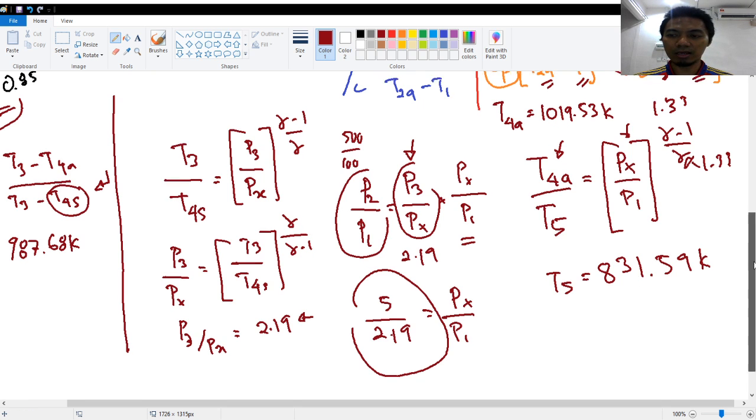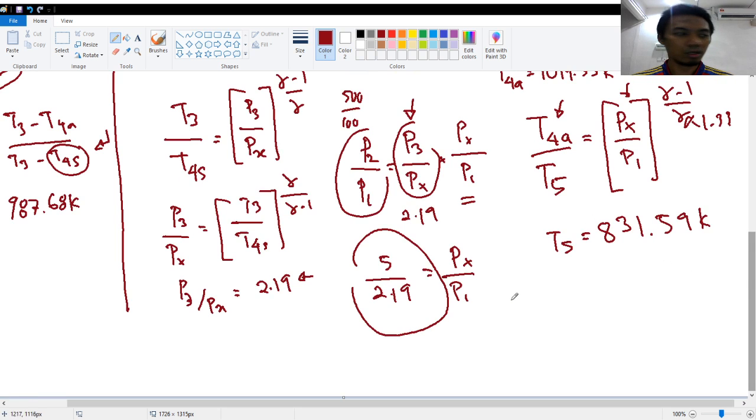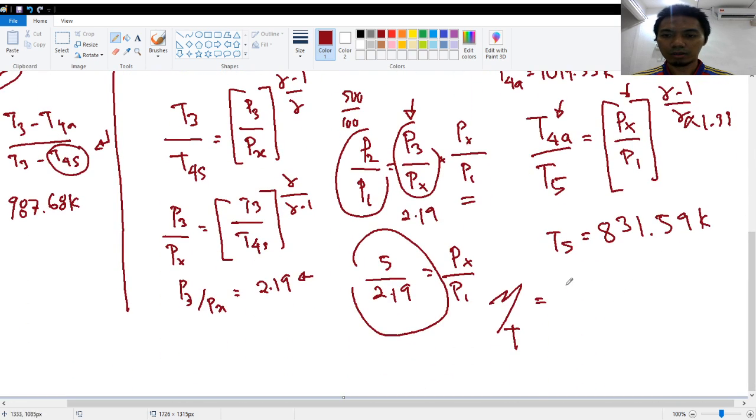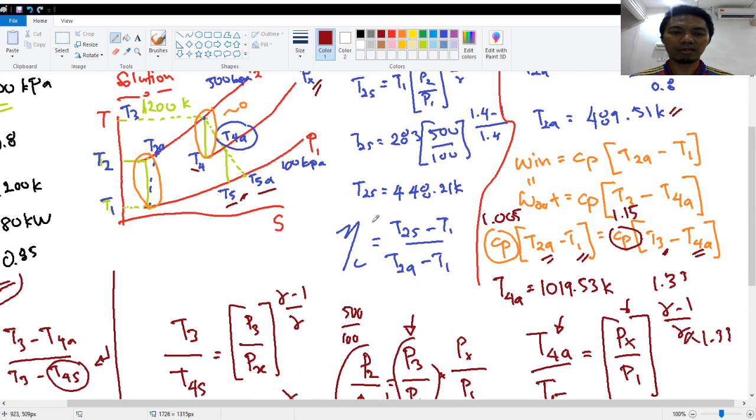And what is your T5A? How to find your T5A? Same, using the efficiency of turbine, which is T4 minus T5A over T4 minus T5S. Why do you need to find T5S here? Do you need that? No, I'm sorry.